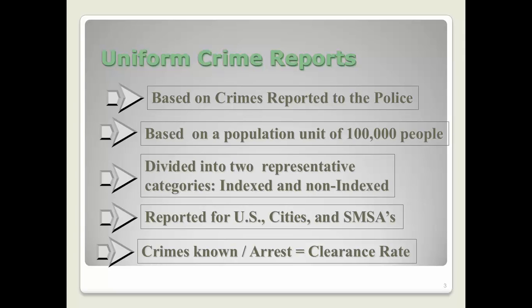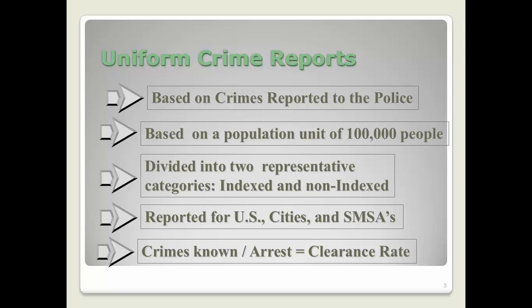UCR data is based on a unit of per 100,000. Just to put it in context, 100,000 people is about the size of Duluth and Superior. So if the homicide rate right now is roughly 5 per 100,000, and our area is like the national average, we would expect 5 homicides in our local area every year. So Duluth and Superior should experience about 5 homicides if we're close to the national average.